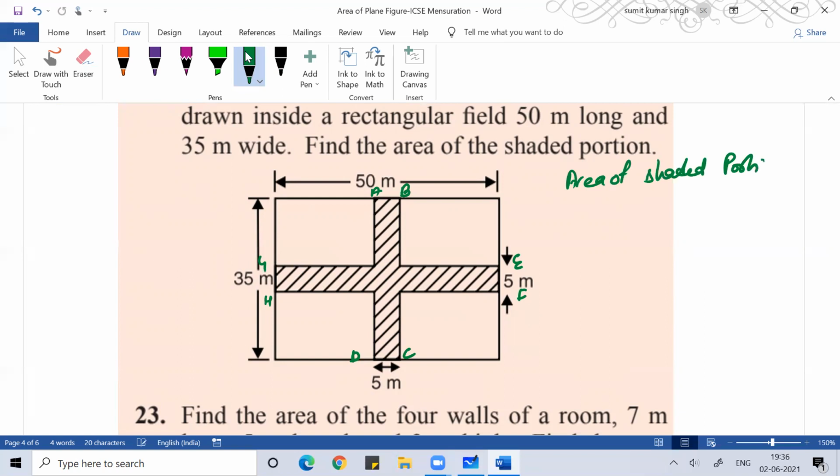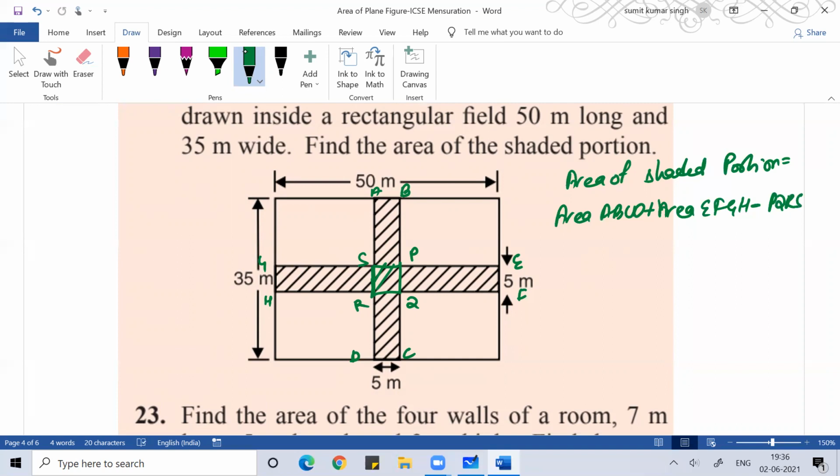Area of the shaded portion, I can say, is equal to the area of ABCD plus the area of EFGH minus this common area. I hope you have PQRS, because if you add ABCD and EFGH, the common region PQRS gets counted double. So the area of PQRS.